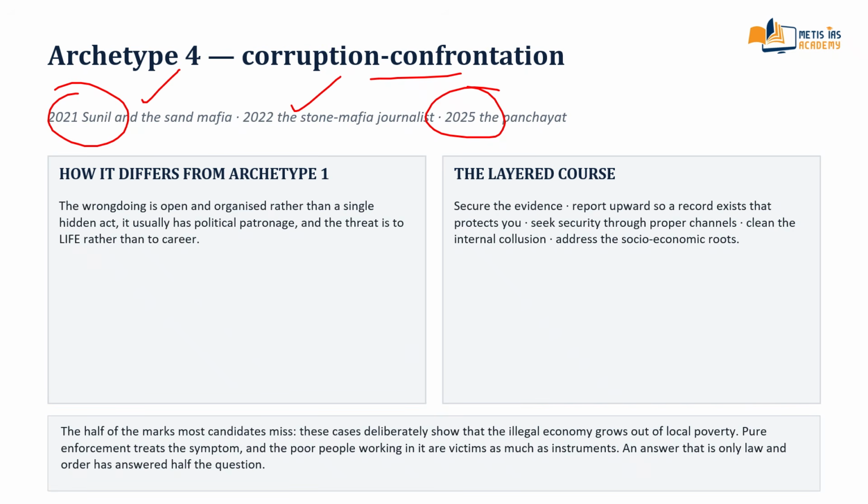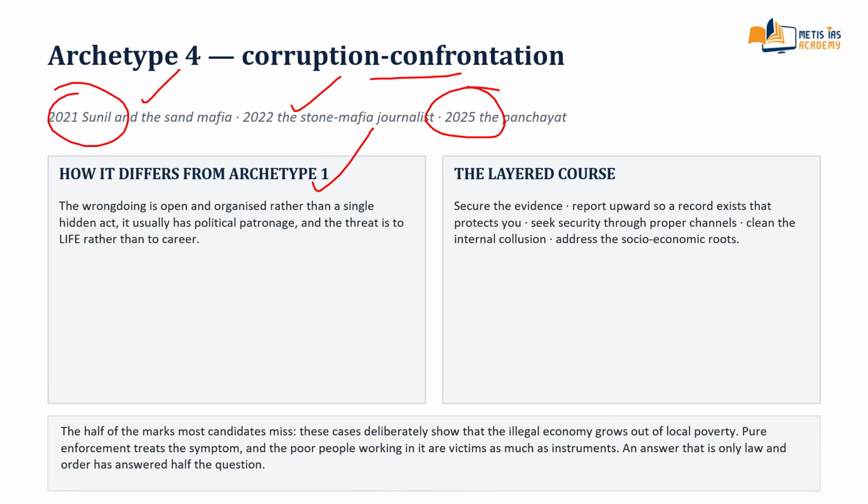This was asked in 2025. The defining feature, and how it differs from archetype 1: here the wrongdoing is open and organized rather than a single hidden act. It usually has political patronage, and the threat is to life rather than to career. The answer needs both a courage dimension and a strategy dimension. Both are needed. Defiance alone is naive, and the case rewards a layered approach.